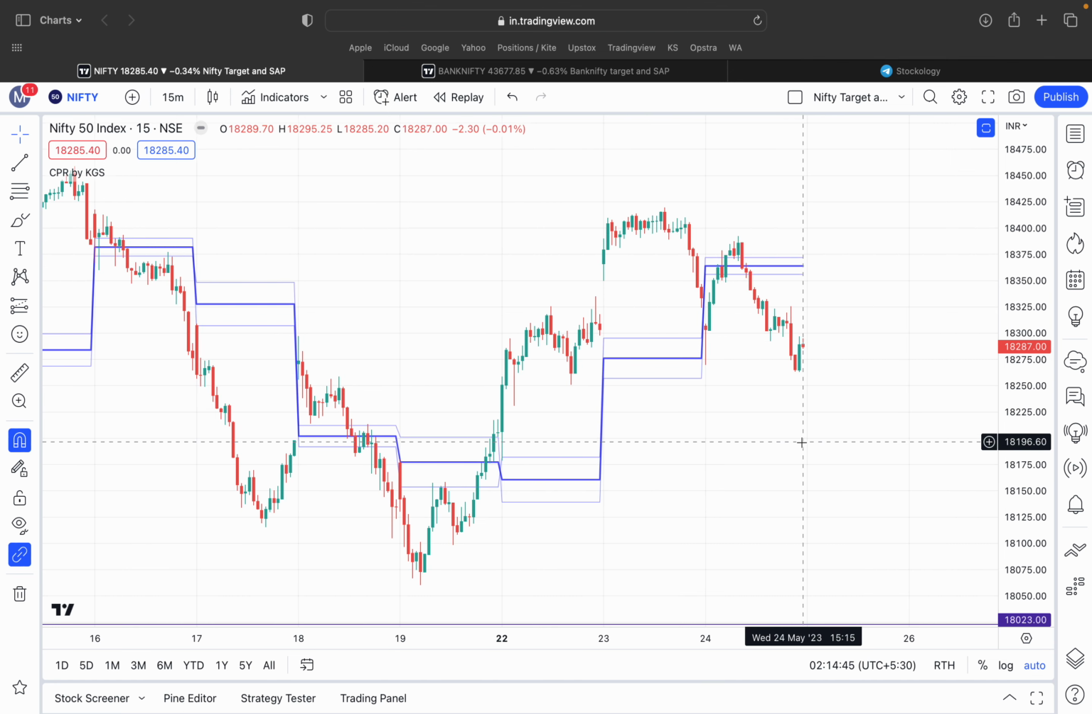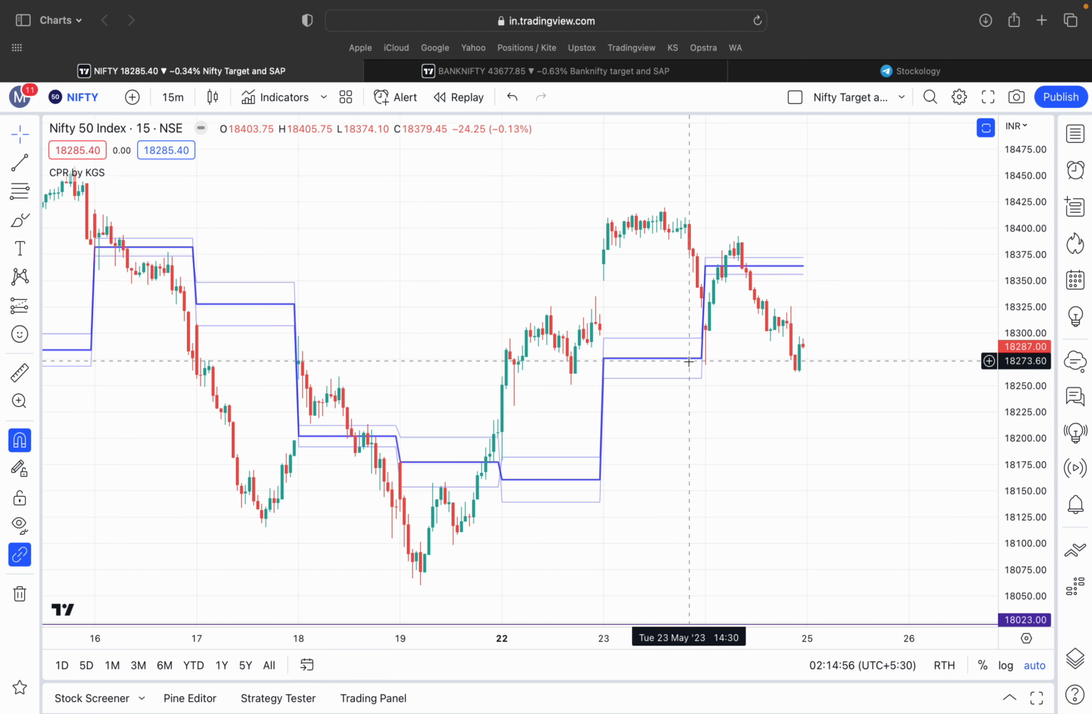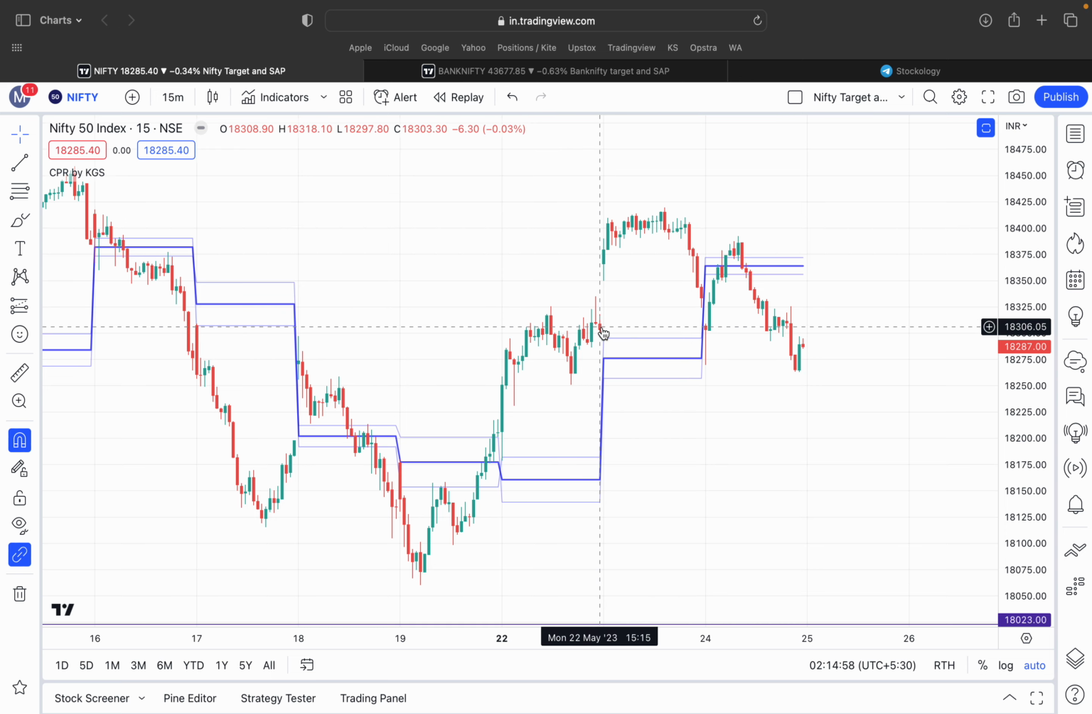Now coming to how to use this. As I said, you don't need to mug up the definitions or the formula for this, but the very important thing is how to use it. First of all, it gives you the direction of the market.